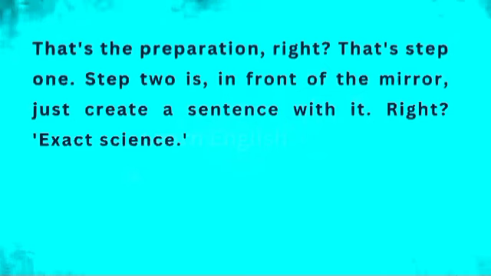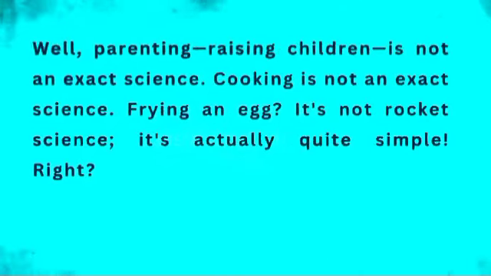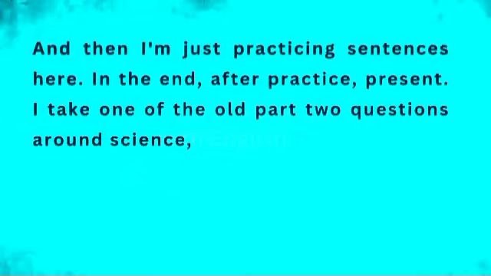Step 2 is, in front of the mirror, just create a sentence with it. Right? Exact science. Well, parenting, raising children, is not an exact science. Cooking is not an exact science. Frying an egg, it's not rocket science, it's actually quite simple, right? And then I'm just practicing sentences here. In the end, after practice, present.